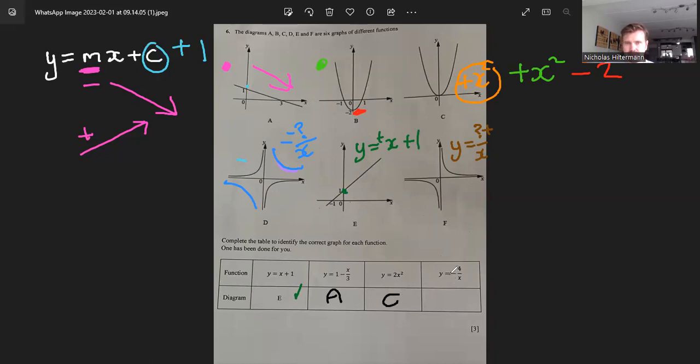And then this one here is one of the hyperbolas. Well, this one was negative something, and this one was positive. And you see that it's a negative. Look, there's a negative there. That would have to be D. Okay, so that is the solution to this question.